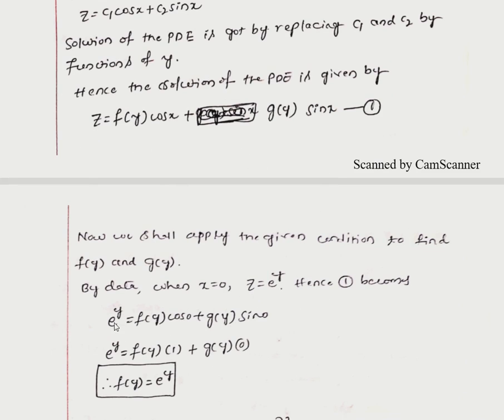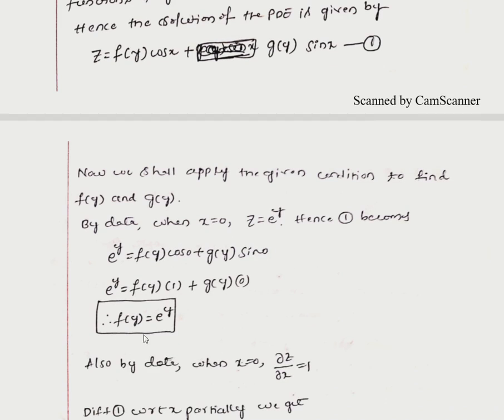Therefore f of y, here e power y is equal to f of y, cos 0 is 1 plus g of y, sin 0 is 0. 0 into anything is 0. Therefore f of y into 1 is f of y. Therefore f of y is equal to e power y.